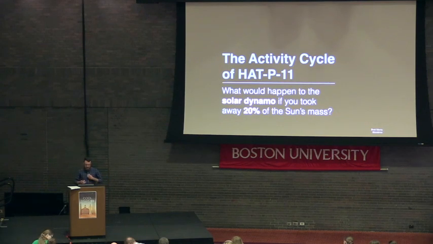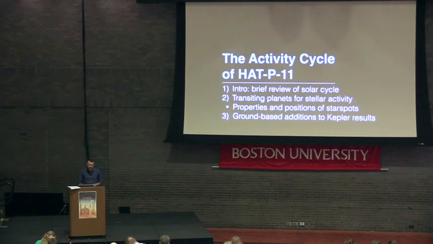The convective depth would become deeper. The tachocline might be deeper. How would that affect the surface expression of spots on the surface of the star? In order to answer this question, I'm going to first just review some properties of the solar activity cycle that we're going to uncover on HAP 11, and then tell you how its transiting exoplanet gives us information about its star spot distribution, and then follow that up with some ground-based observations.